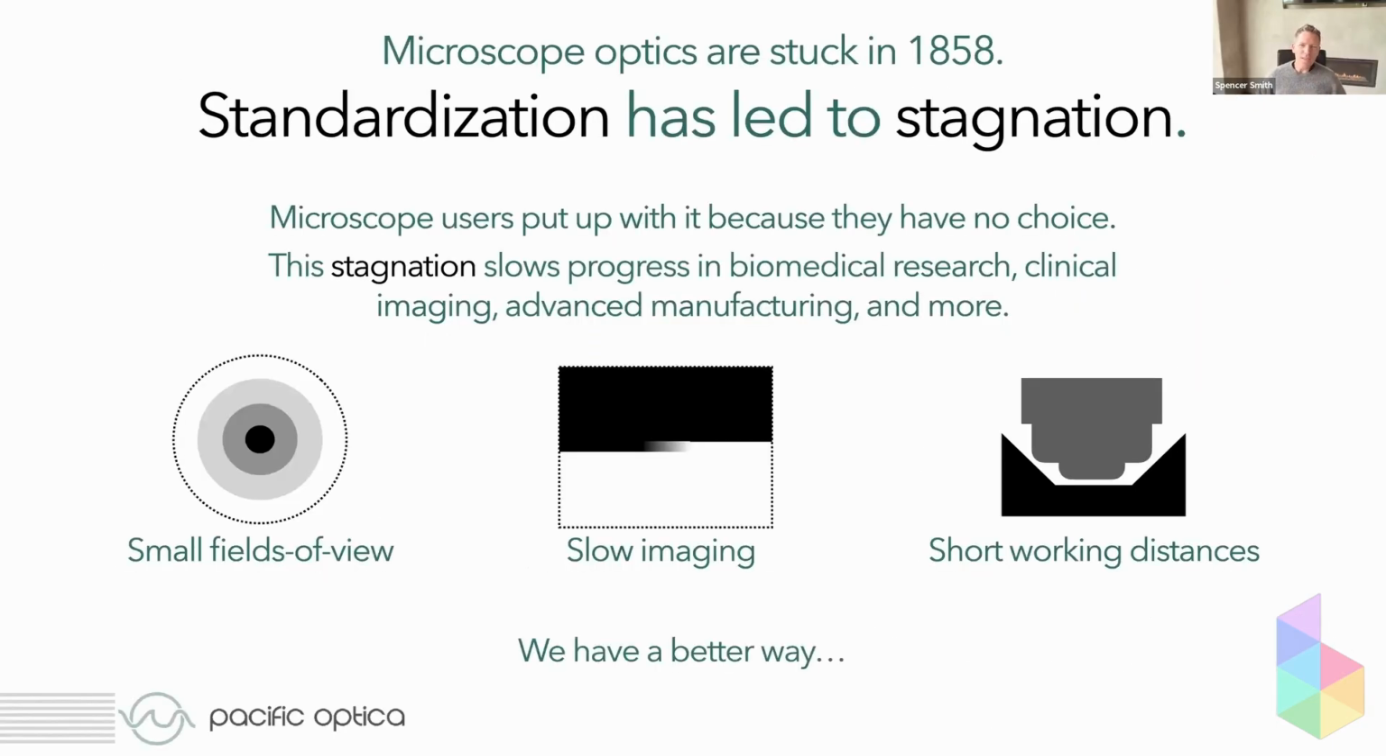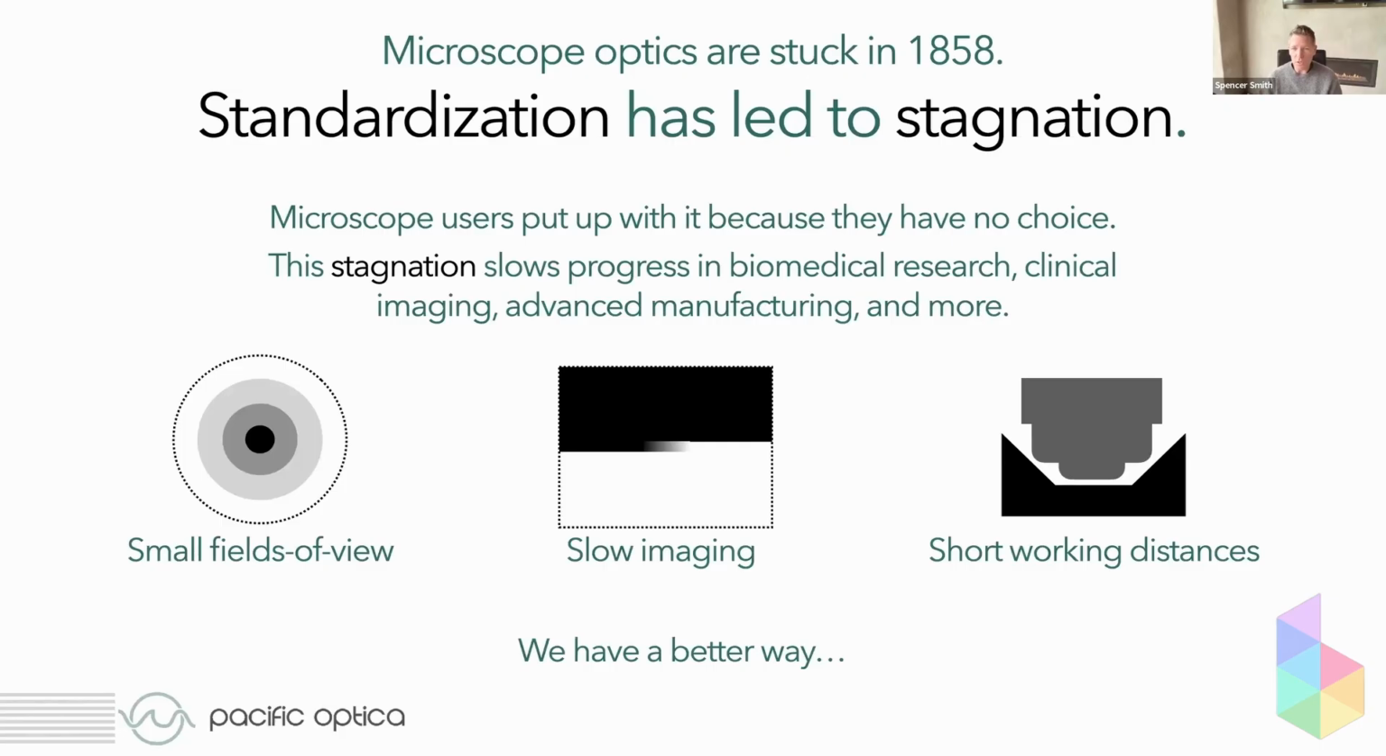So this has really led to a stagnation. Microscope users put up with it because they have no choice. The stagnation really slows progress in biomedical research and clinical imaging and advanced manufacturing and more. So we have these small fields of view where we have really nice performance right in the middle of the field of view, but it vignettes really rapidly. And most manufacturers, actually, I don't think any of them, will show you how fast it drops off towards the edge of the field of view. It's not until you start imaging beads at the edge of the field of view that you even realize that.